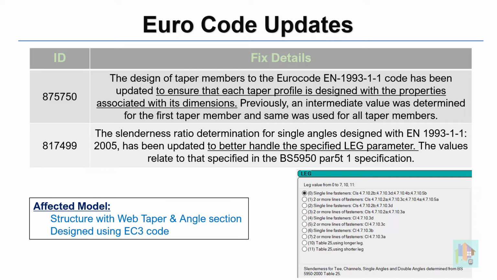Design of wave taper section using EC3 code was implemented in Update 10, but there was a problem with design results as correct section properties were not considered for design. This problem and another issue with slenderness ratio calculation for single angle section has been fixed, and now correct LEG parameter is considered for design.